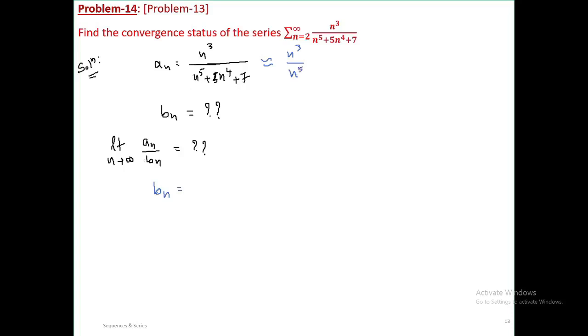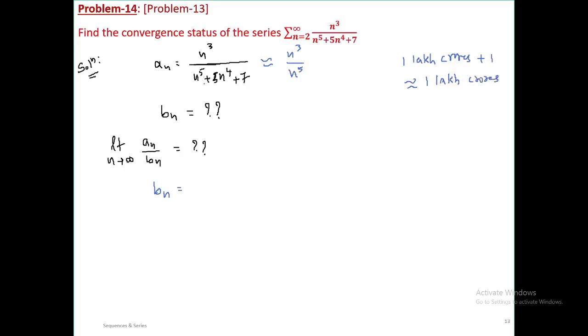For example, look at 1 lakh crore plus 1. This is approximately equal to how much? 1 lakh crore only, right? That's what I'm doing actually. So here 1 doesn't matter. So 1 lakh crores plus 1 is 1 lakh crore only. Same like that I'm doing.